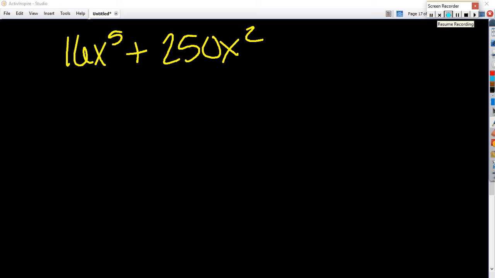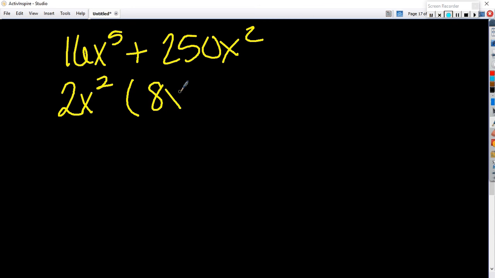What'd you say we were taking out of here? 2. 2x squared. Yeah, because the biggest thing I can divide 16 and 250 by is 2. And then I take the most number of x's away I can. This is the same one we did with that 4 and 20 problem where we took out the 4. You can't divide 250 by anything else besides 2. 250 divided by 2 is 125, and 16 divided by 2 is 8. That's the biggest thing that goes in.